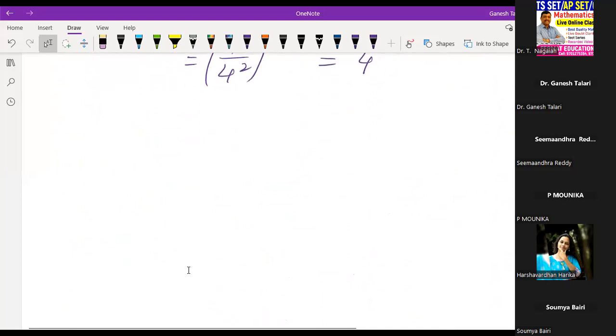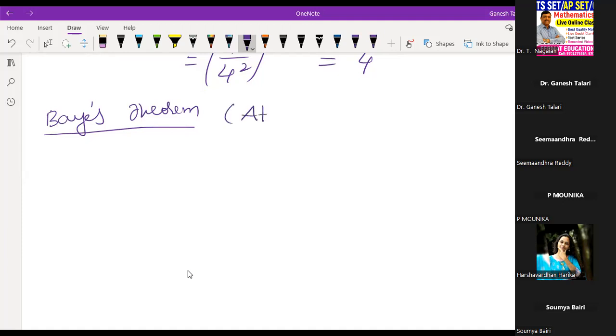So we'll start. Bayes theorem. Definitely you can expect 1 or 2 questions from Bayes theorem, guaranteed. At least 1 question.